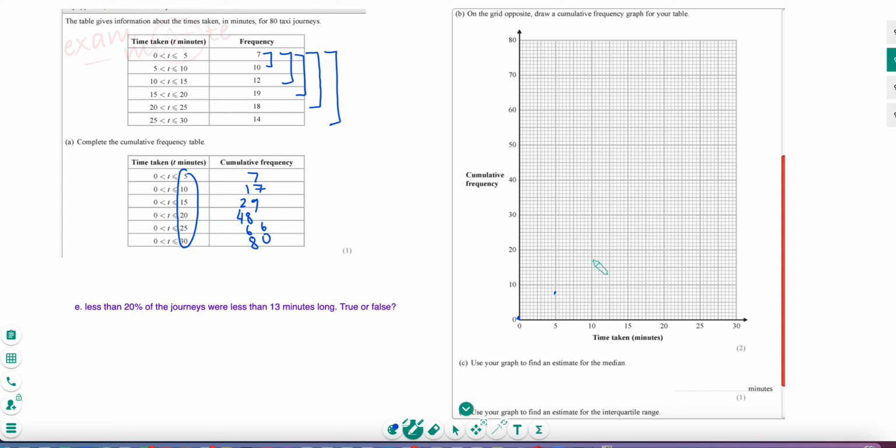10 will be 17. 15 will be 29. 20 will be 48. 25 will be 66. 30 will be 80. We just connect the dots.